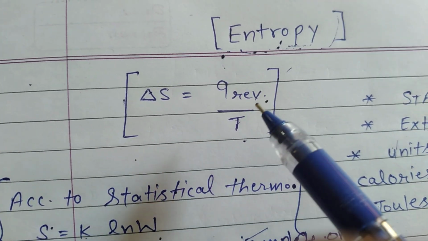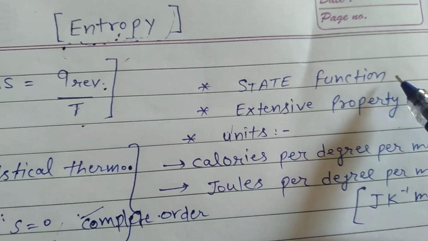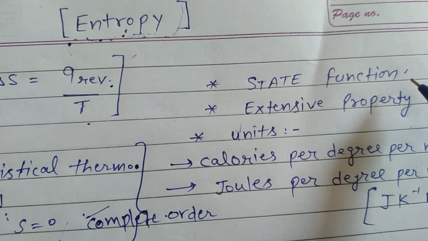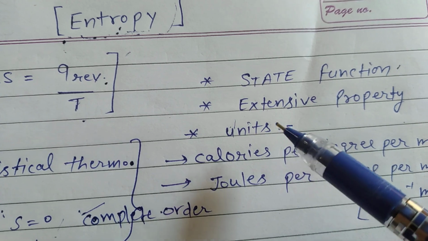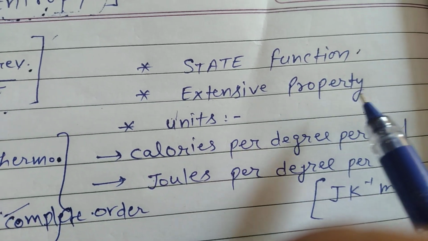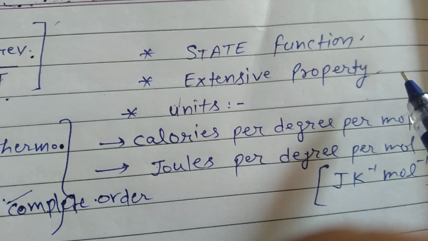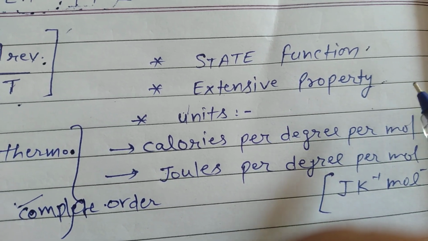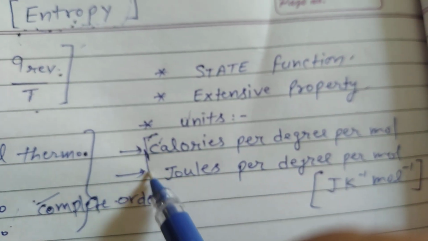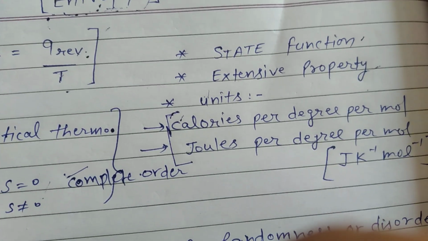Now we will discuss some properties of entropy. Entropy is a state function because it depends on the initial and final points only. It does not depend on the path, and it is an extensive property because it depends on the quantity of the substance involved in any chemical reaction, means how many moles we are taking of any substance. These are the units for entropy: calories per degree per mole and joule per degree per mole.